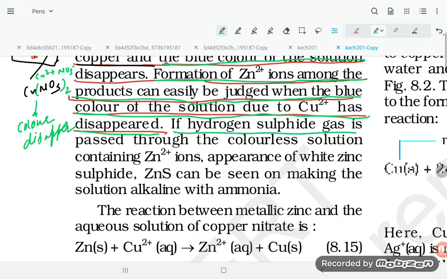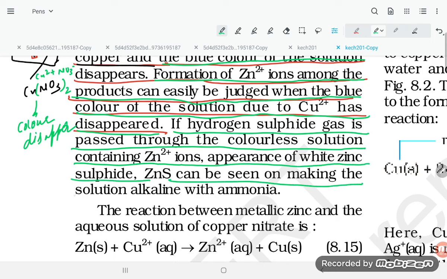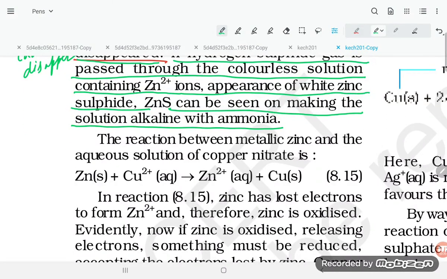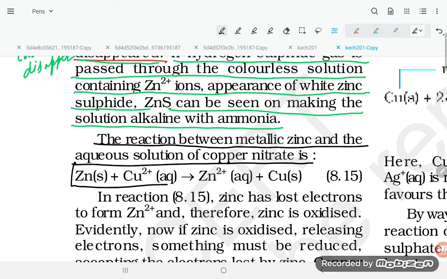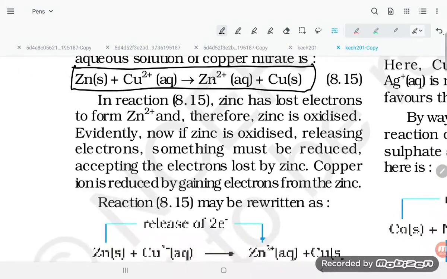Now, student, what is happening? If hydrogen sulfide gas is passed through the colorless solution containing Zn2+ ion, appearance of white zinc sulfide, ZnS, can be seen on making the solution alkaline with ammonia. The reaction between metallic zinc and aqueous solution of copper nitrate can be written like that. So zinc is converting into Zn2+ and Cu2+ is converting into copper.